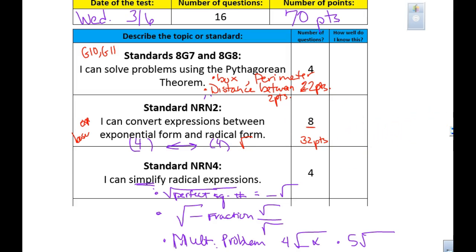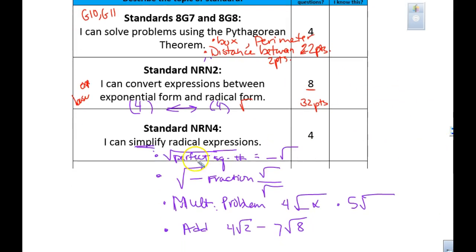The last standard that we are going to be looking at for your test is simplifying the radicals. So simplifying those square roots. There's going to be 4 questions, 16 points. So pretty much 4 points for each one. So you will see ones where you can break it down to a perfect square times another number. So you have to simplify and pull that number out.